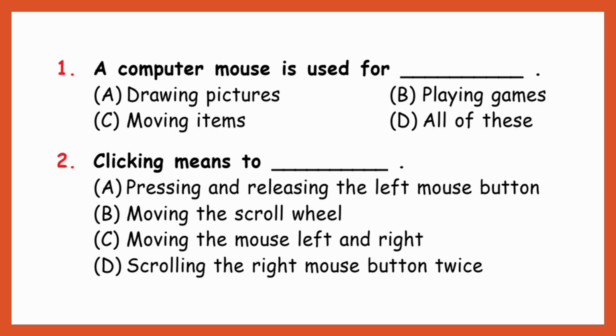First question, a computer mouse is used for dash. Option A, drawing pictures. Option B, playing games. Option C, moving items. Option D, all of these. What is the answer? Option D, all of these.